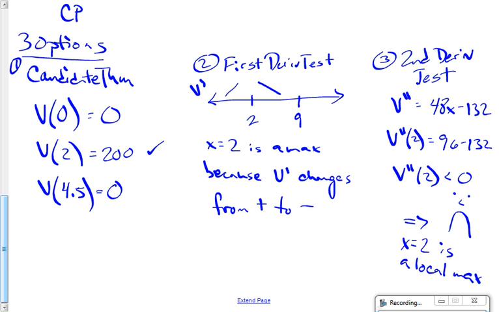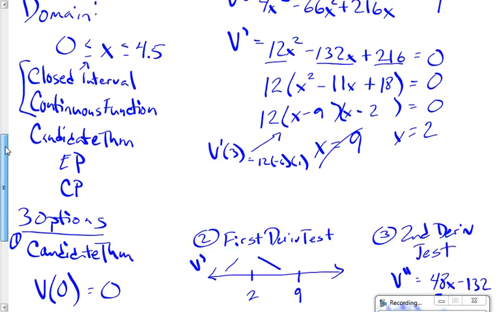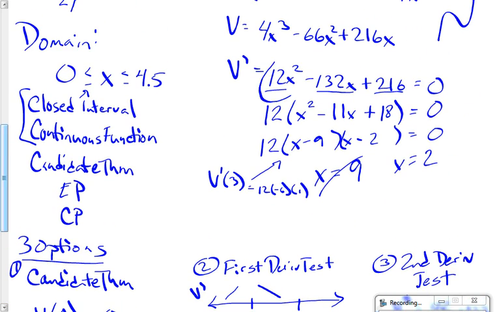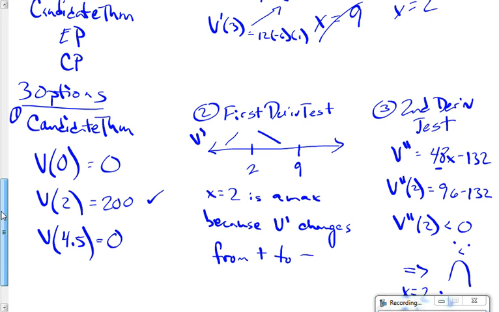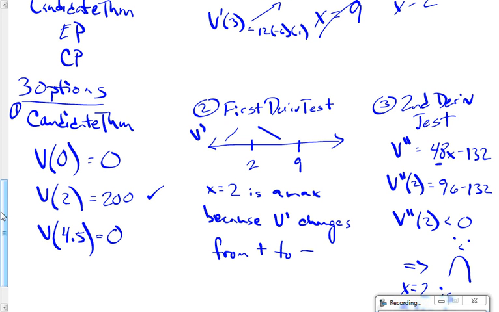Where did I get 48 for the second derivative here? Is it supposed to be 24, guys? I'm sorry. Should have been 24. Good question. Either way, good call. 24x minus, so 24 times 2. This is 48 minus 132. Still negative. Thank you for clarifying that. Okay, another question.